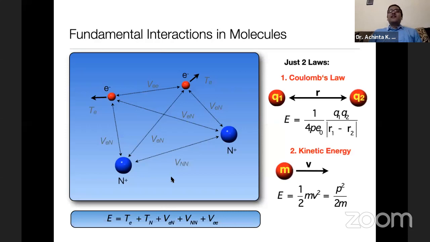Now, if I just want to define it classically, no quantum mechanics, we just need two laws. First is Coulomb's law, which tells how two charged particles interact. Here we have two nuclei and two electrons. We know the electrons will repel and the nuclei will repel, but between nucleus and electron there will be attraction. The second is the kinetic energy that comes from Newton's law. If you just know two laws, then it's very simple. You can write the total energy as the sum of electronic kinetic energy, nuclear kinetic energy, electron-nuclear attraction, nuclear repulsion, and electron repulsion. So this is the classical way of doing it.